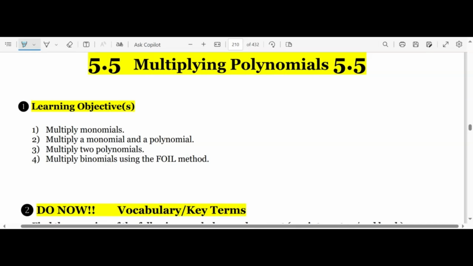Monomials. Number 2, multiply monomials and polynomials. Number 3, multiply 2 polynomials. Number 4, multiply binomials using the FOIL method.